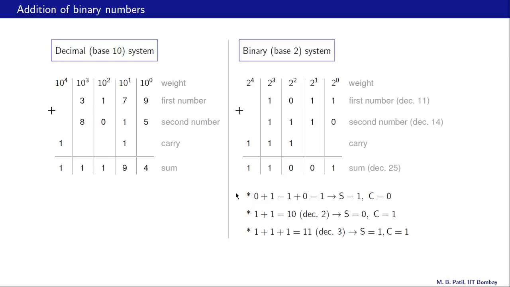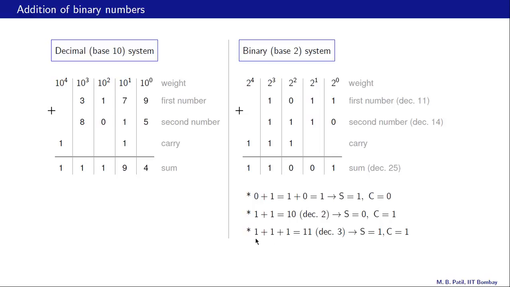Okay, let us now look at the binary or base 2 system. Before we look at addition of two numbers, let us look at the addition of bits here. If we are adding 0 and 1, what do we get? The result is 1. That means the sum bit is 1 and the carry bit is 0. If we are adding 1 and 1, then the result is decimal 2. Decimal 2 is the same as binary 1 0. The right bit here is the sum bit, which is 0, and the left bit here is the carry bit, that is 1.